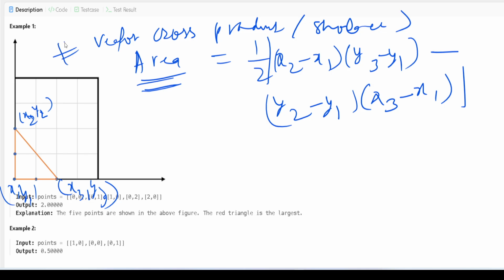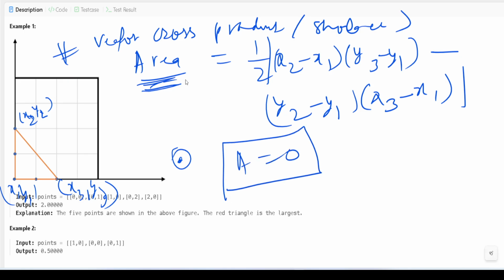If you are using this way, it means that if the 3 points are collinear, the area is nothing but 0. Otherwise, if it is not collinear, you will find some value for the area. Based on what you have to find, if the area is smaller and we are increasing the values, then the area will increase. If both are increasing, it will increase.